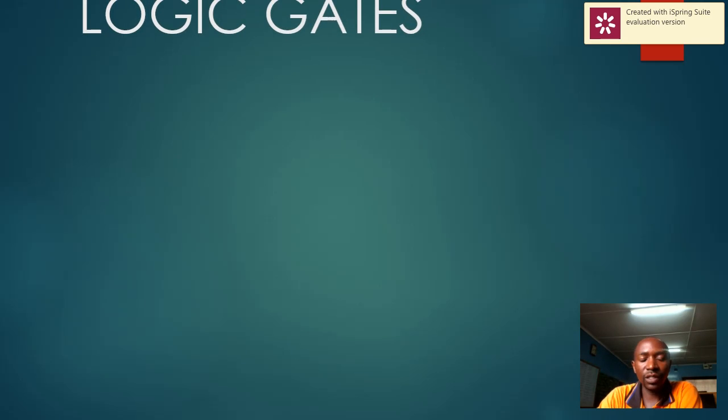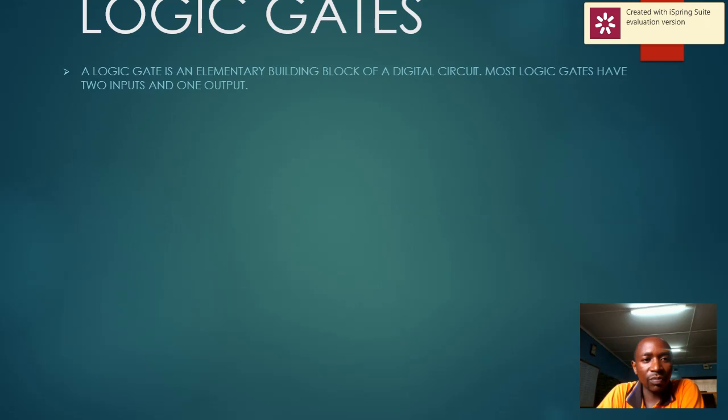Welcome to a senior lesson for computer studies, and today we'll be looking at logic gates. By definition, a logic gate is an elementary building block of a digital circuit. Most logic gates have two inputs and one output. Today we'll look at three logic gates, one of them being the AND gate.